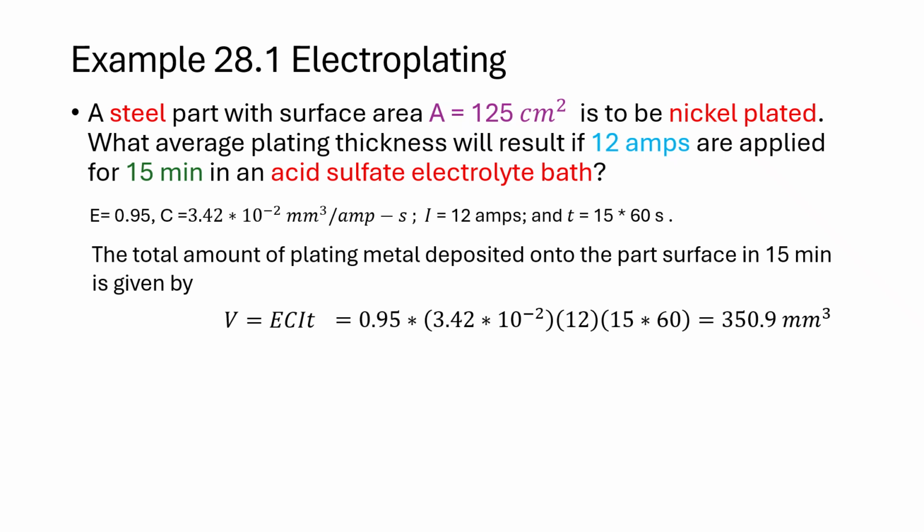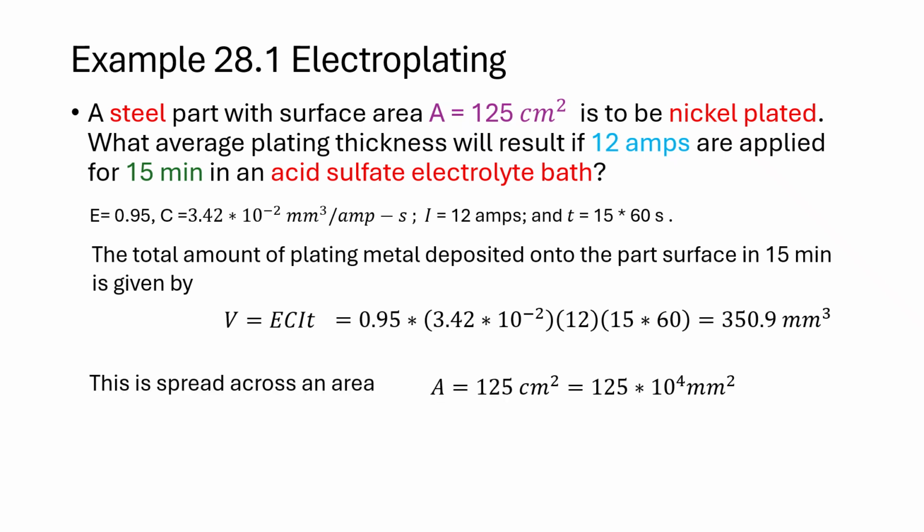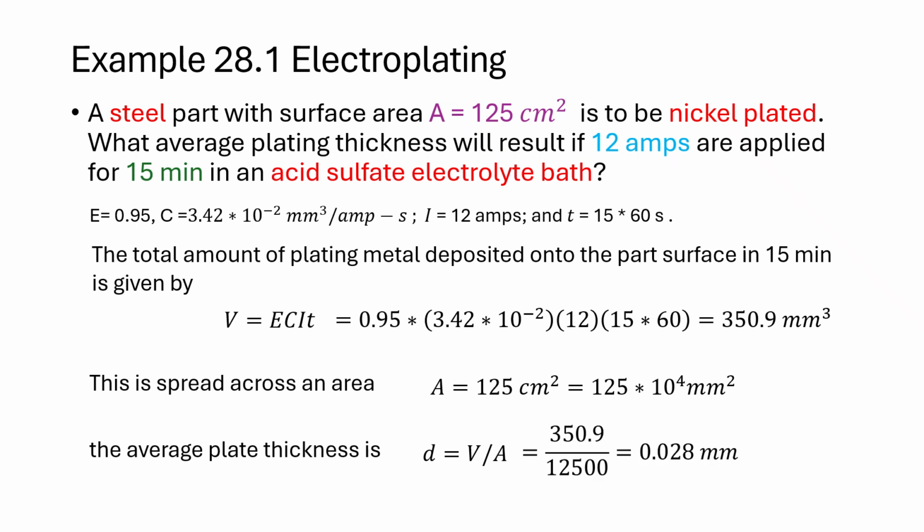Now the next step is to find the value for the D. The area required should be in square millimeters. So I need to convert the A from 125 square centimeters to 125 multiplied by 10 to the power minus 4. So the average plate thickness is going to be D equal to the volume that we calculated divided by the area that we converted. So the thickness is going to be equal to 0.028 millimeters. That's it. That's the answer for this question.